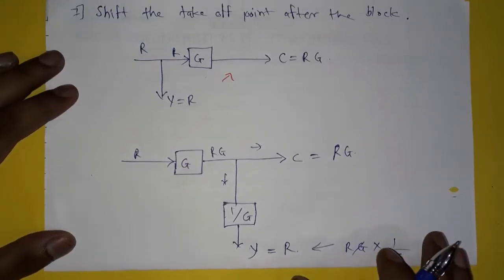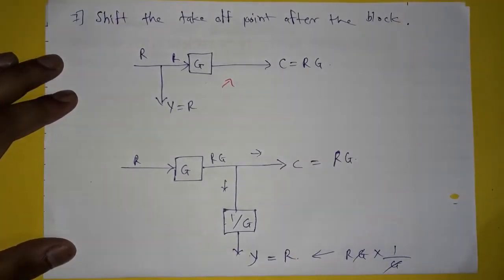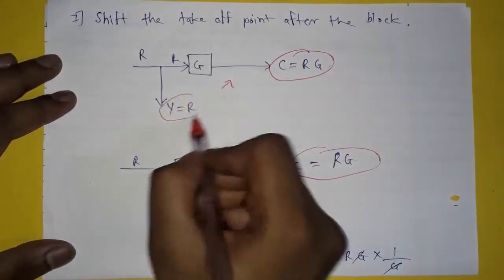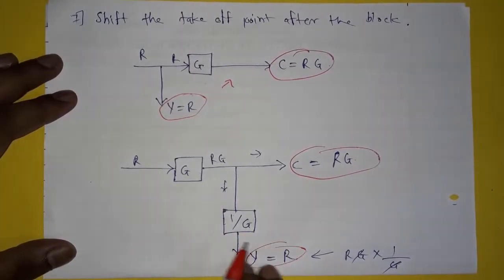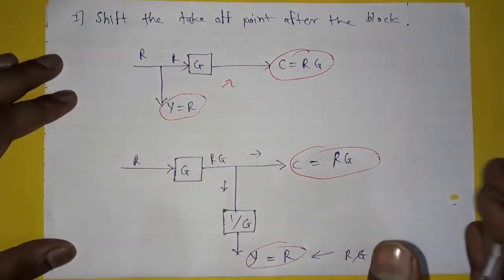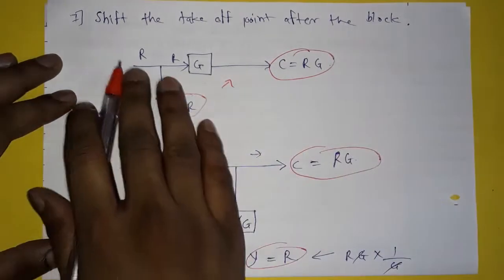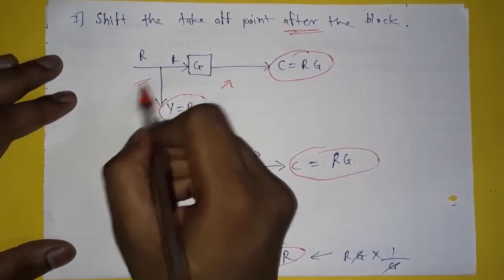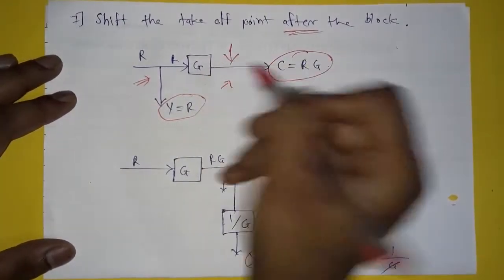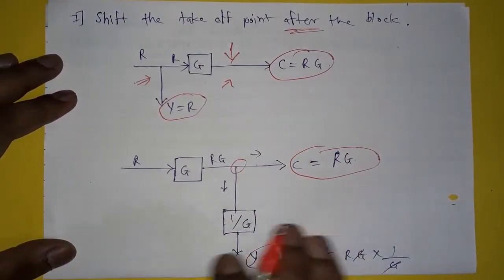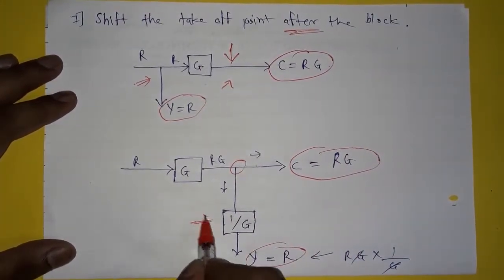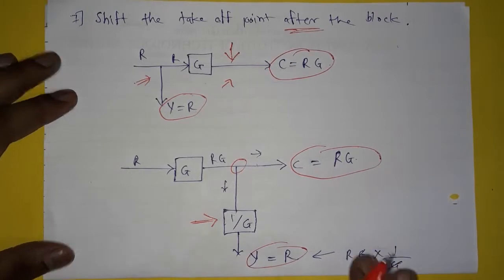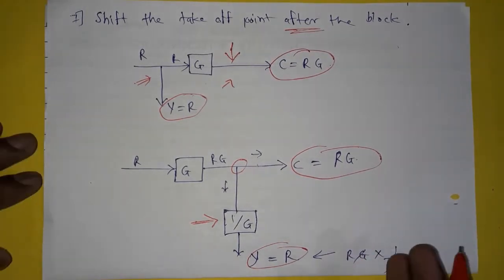In both the conditions the final output of C and C is same, and final output of Y and Y is same. In the shift the takeoff point after the block rule, we only need to shift this takeoff point after the block, that is here like this, and we need to add an extra block like this, 1 upon G. This is called shift the takeoff point after the block rule.